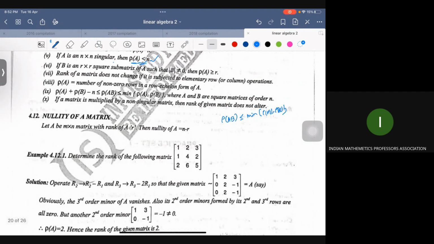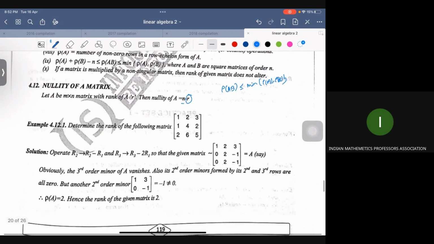Nullity of a matrix. If a matrix of order m by n is of rank r, then the nullity of A will be the number of columns minus the rank. We have to find the rank of the following matrix.